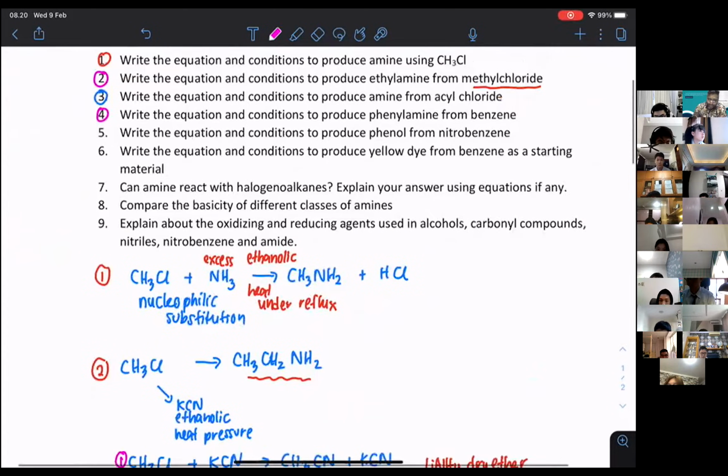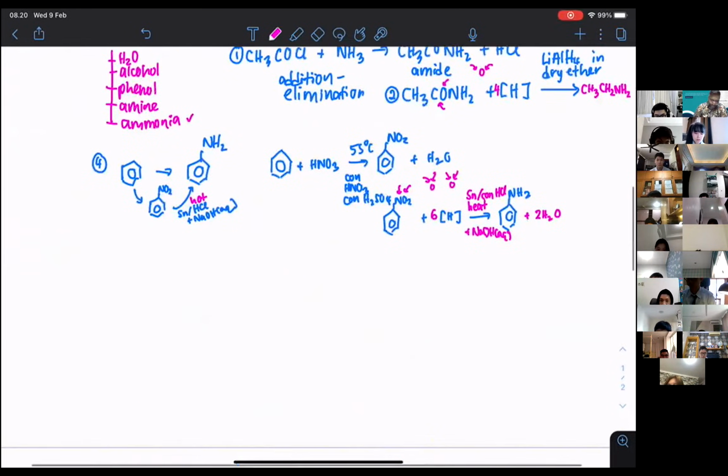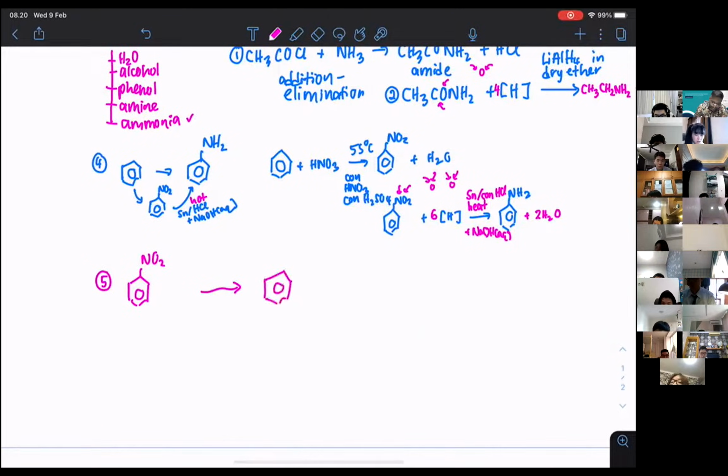Write the equation and condition to produce phenol from nitrobenzene. So number 5, I want to produce phenol from nitrobenzene. How to do that? You need to recall, how do you produce phenol? It has something to do with the benzene diazonium salt.